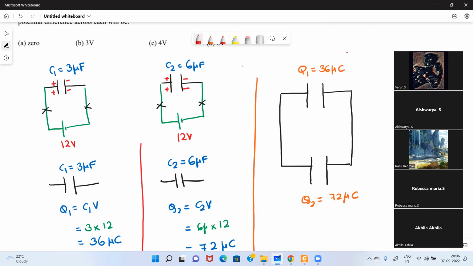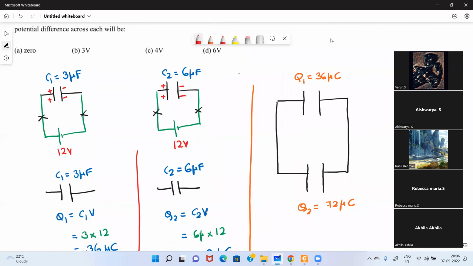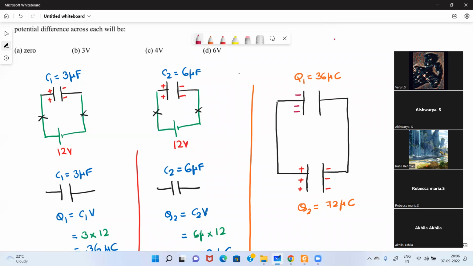Now in this case, what they have told is the positive plate of one of them is connected to the negative plate of the other. So this is a positive plate and this is a negative plate, let us say. The positive plate is not connected to the positive plate of the other capacitor. Positive plate is connected to the negative plate of the other capacitor. And the negative plate of one capacitor is connected to the positive plate of the other. Is it clear to you? Yes, sir.